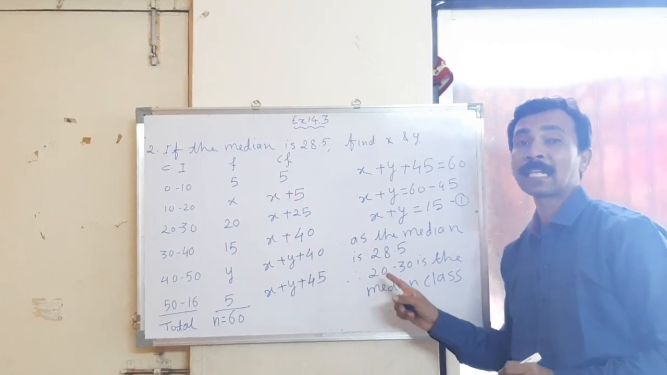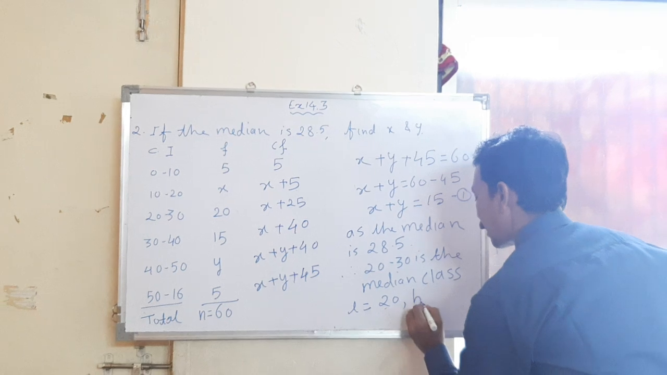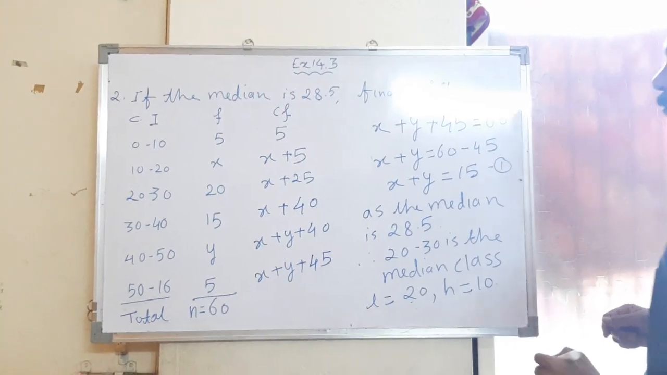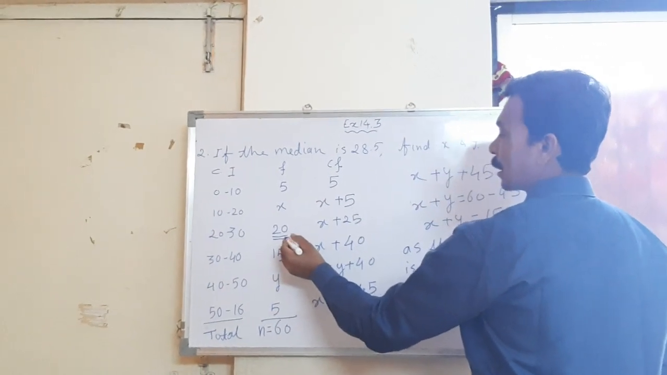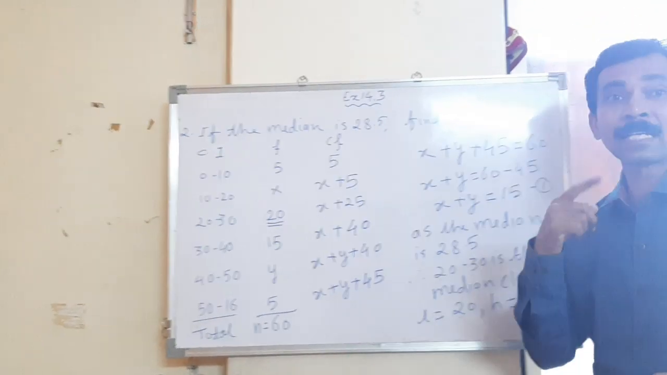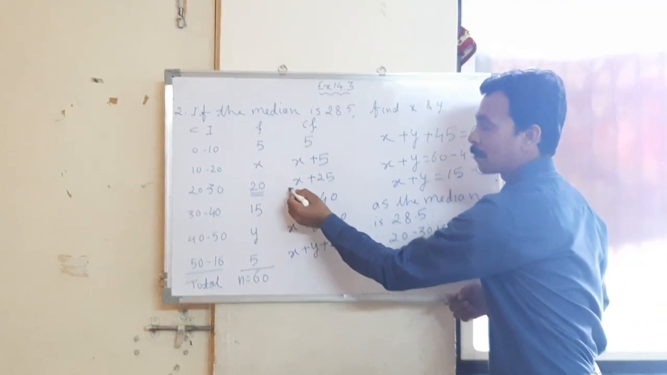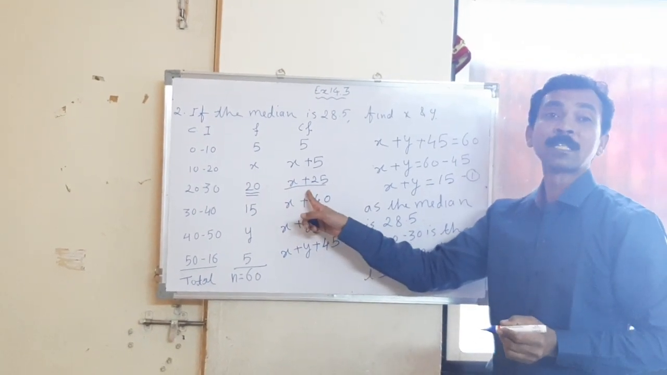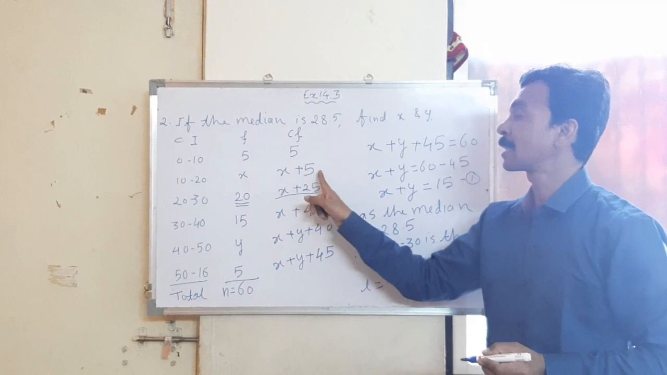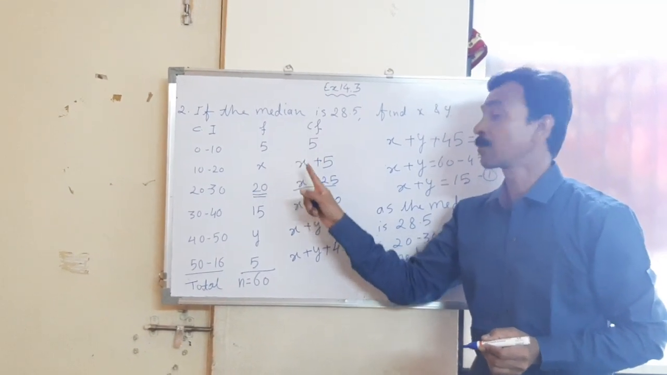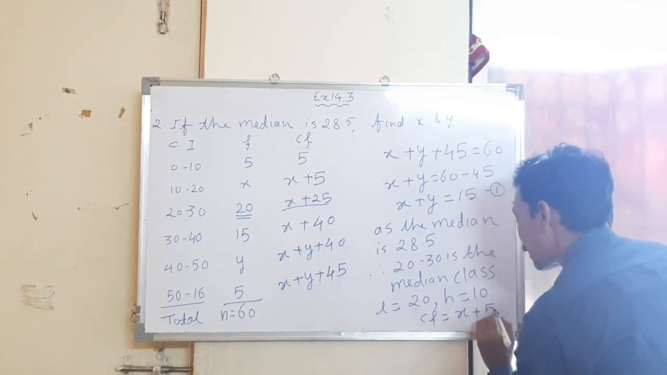Now from this median class we will write the lower limit and the class size. Class size means h. L is equal to 20, right? h is equal to 10. And we have to find CF. In the last one also I said CF, okay? When we come straight to the median class in the CF column, we don't take that number. We have to take the number above it. So x plus 5 will be CF.